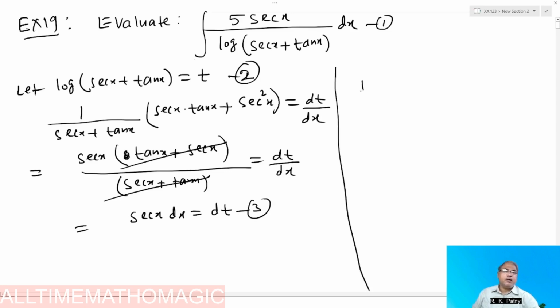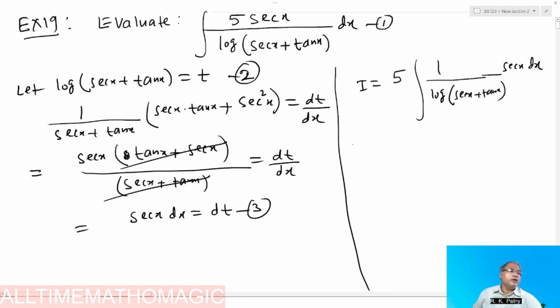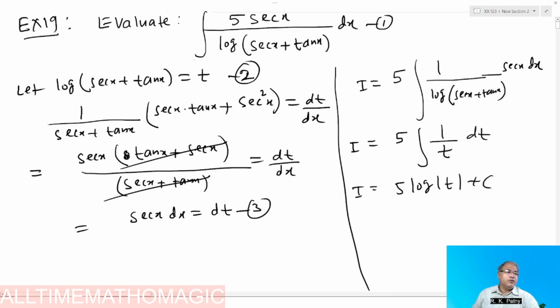Now I equals 5, which is a constant, so take it outside. It can be written as 1 upon log of sec x plus tan x, and here sec x as it is, and here is the dx. Therefore I equals 5 as it is, this is 1 upon t, sec x dx equals dt. So I equals 5 log of mod t plus c.